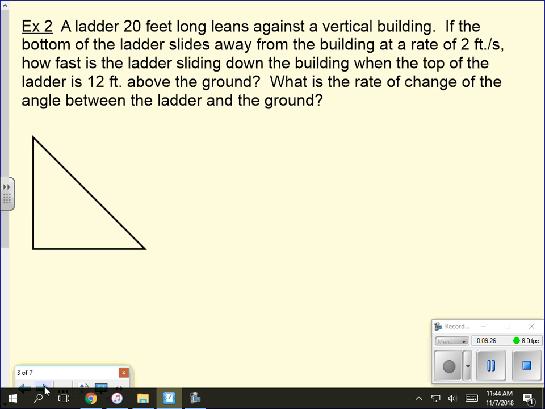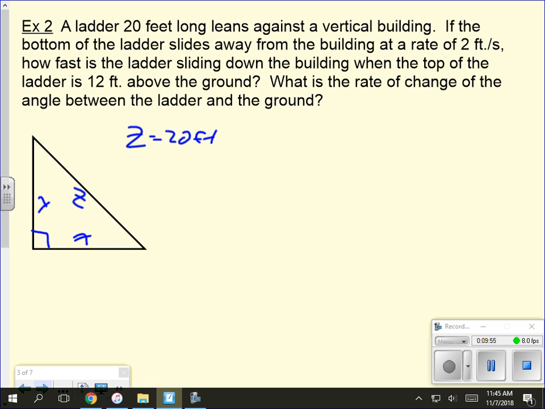Okay, first thing, it's a vertical building, which means that I have a nice little right angle here. That makes it so much easier, does it not? You want to label your triangle. x, y, and z for your 3 dimensions. The information given to me: z equals 20 feet.